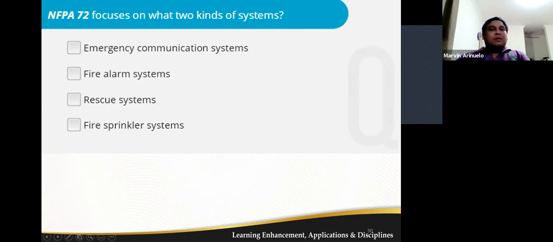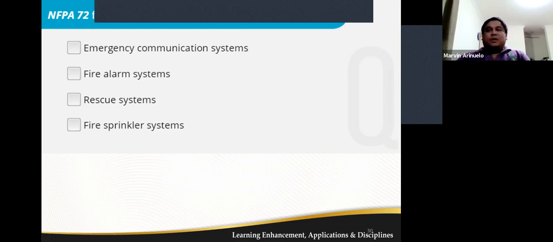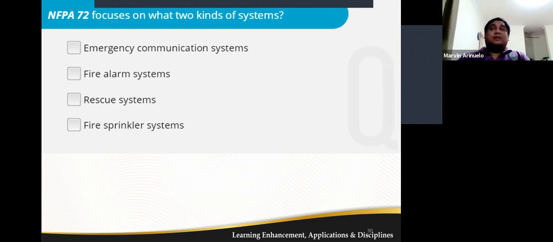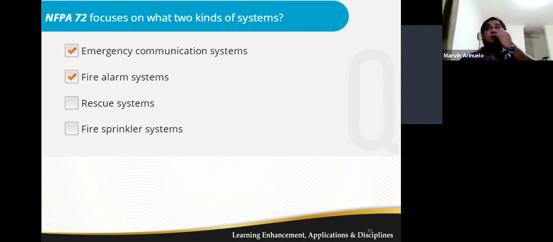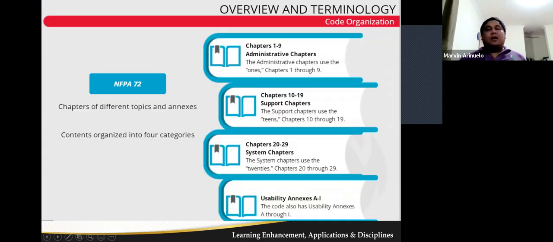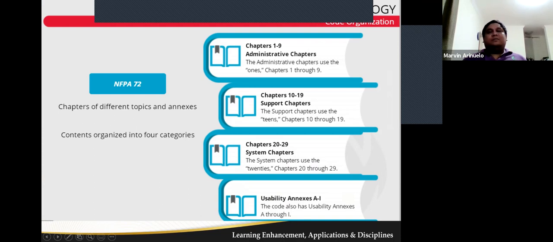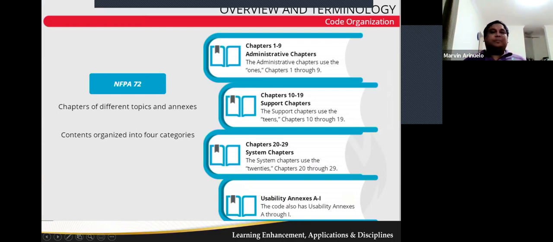Anyway, NFPA 72 is focused on two types of system. We discussed this. This is the emergency communication system to be connected to your civil defense or to the first responder, and the fire alarm system, which is on premises. Emergency communication system is off-premises notification, no. Now let us discuss the overview and terminology.